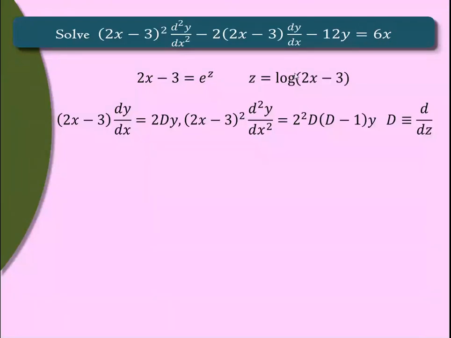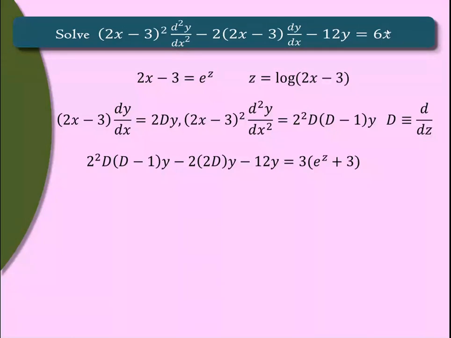By making use of these terms, convert the right hand side also in terms of z. So what happened? The first term becomes 2 squared into (D minus 1) y. The middle term becomes 2 times 2Dy minus, the 12 is as it is, and y also as it is.